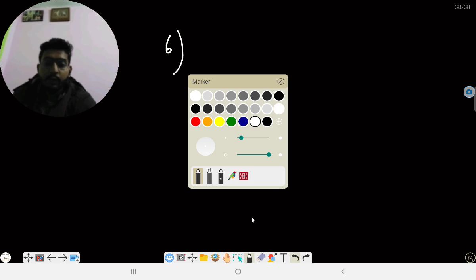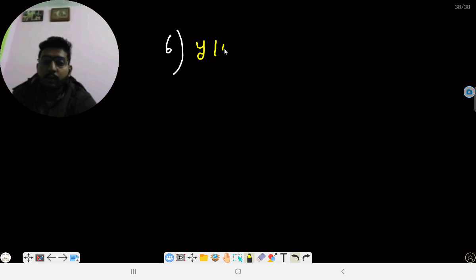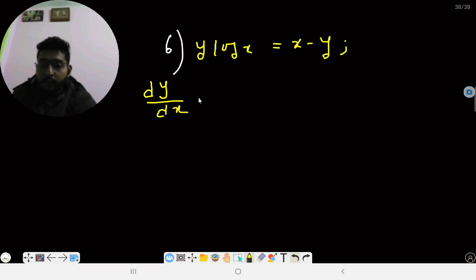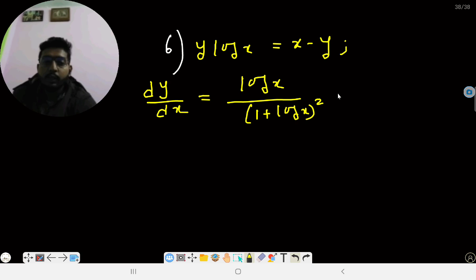So how to solve this one? Question number 6 is given like this. It is given y log x equals to x minus y. Now we have to prove here dy dx equals to log x by 1 plus log x whole square. This we need to prove.